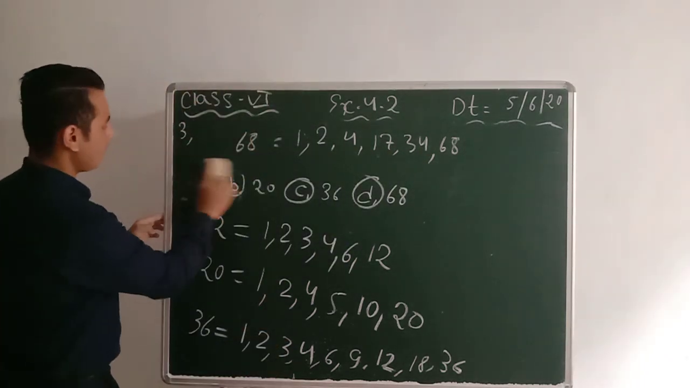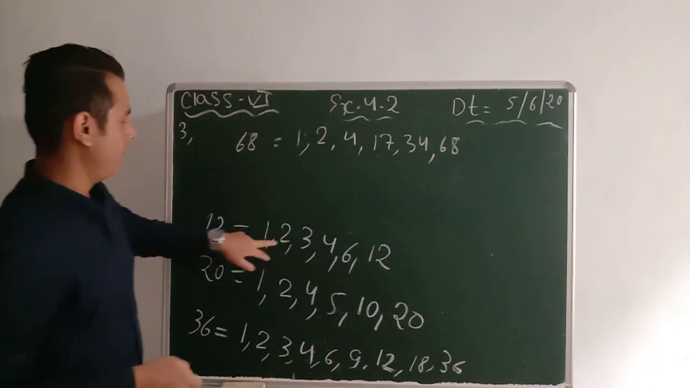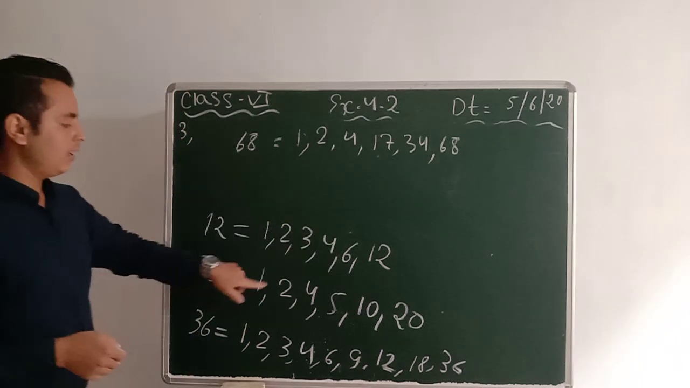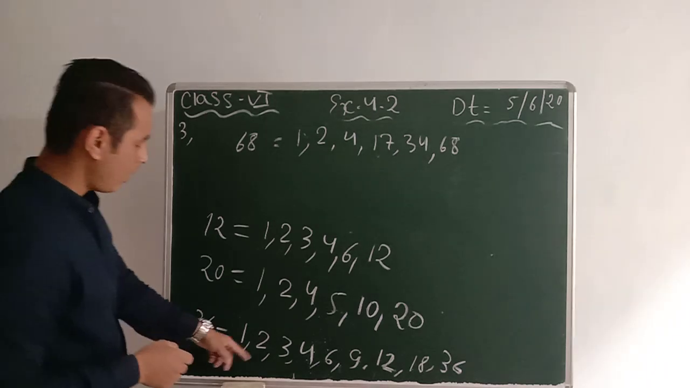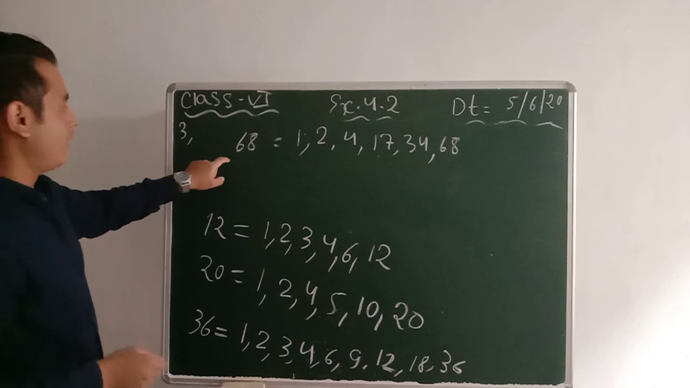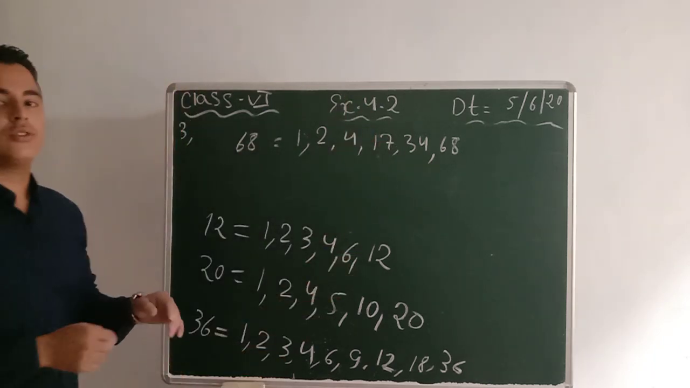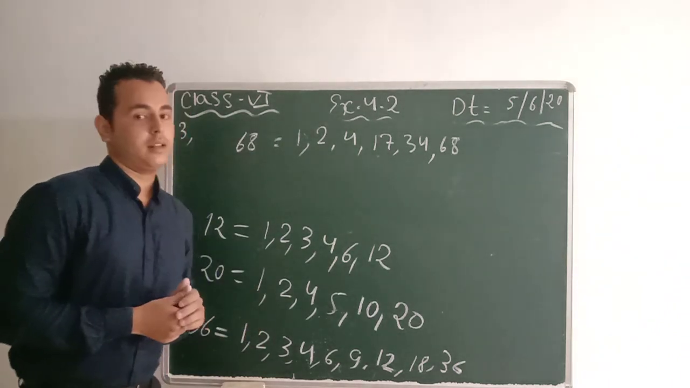So you should write like this. Factors of 12 are 1, 2, 3, 4, 6 and 12. Factors of 20 are 1, 2, 4, 5, 10 and 20. Factors of 36 are 1, 2, 3, 4, 6, 9, 12, 18 and 36. And factors of 68 are 1, 2, 4, 17, 34 and 68. Okay, you should write like this. So this was it for today. Later we will do more in another class. Thank you.